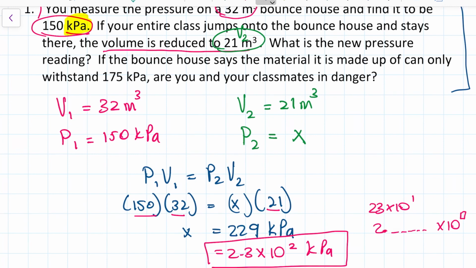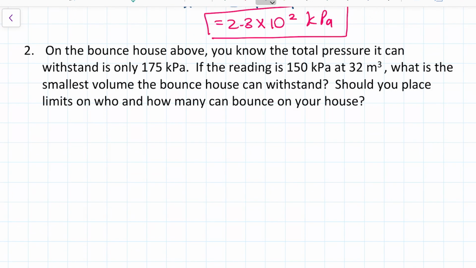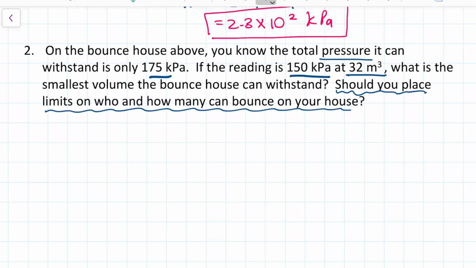All right, so there's our first practice problem with Boyle's law. Number 2 is another bounce house problem, and it says you know the total pressure, and then it gives you a volume and a pressure. What is the smallest volume the bounce house can withstand? Should you place limits on who and how many can bounce on your house? Well, before we even work out the problem, I'm going to say, oh yes, most definitely you should, based on the previous question. So I want you to try this one completely on your own, number 2. And in my next video, I'll give you the answer to number 2.